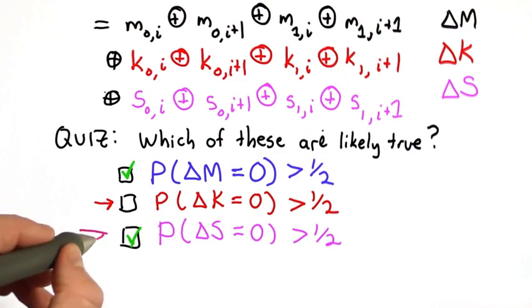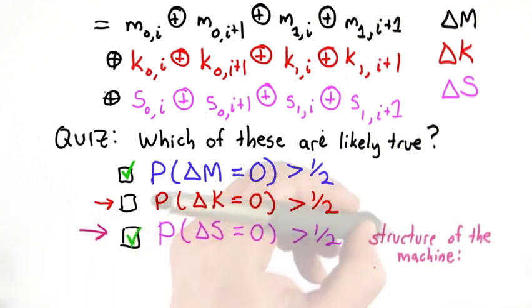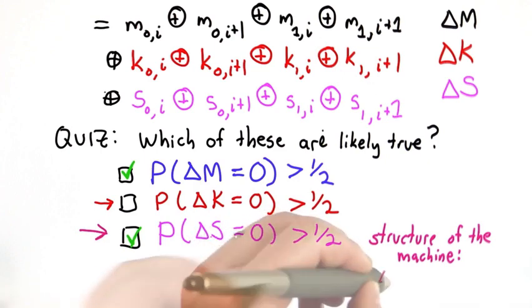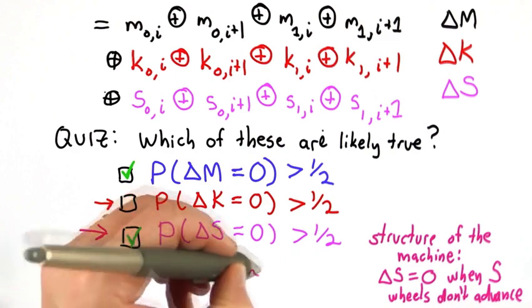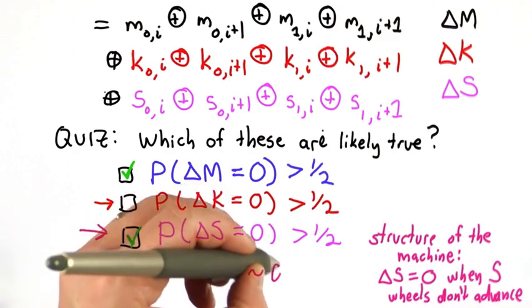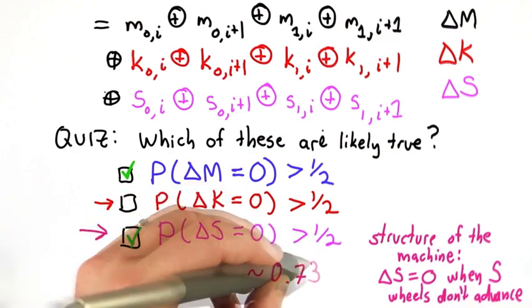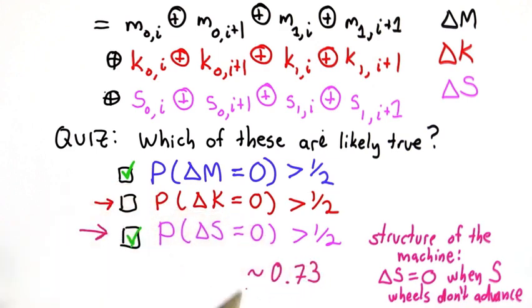For the third one, this follows from the structure of the machine. When the S wheels advance, well, this probability is about 1/2. But when they don't advance, delta S is always 0. So this means that the probability that delta S is 0 is significantly greater than 1/2. And it turns out, for the structure of the Lorenz machine, it's about 0.73. And to know that, you'd have to look in more detail at the structure of the M wheels and to know how frequently the S wheels advance.